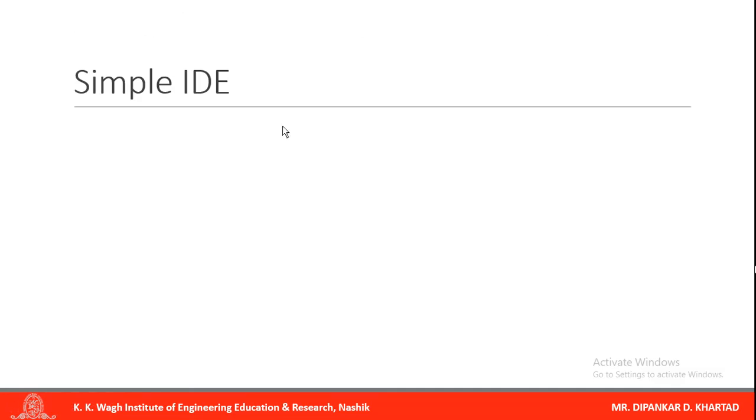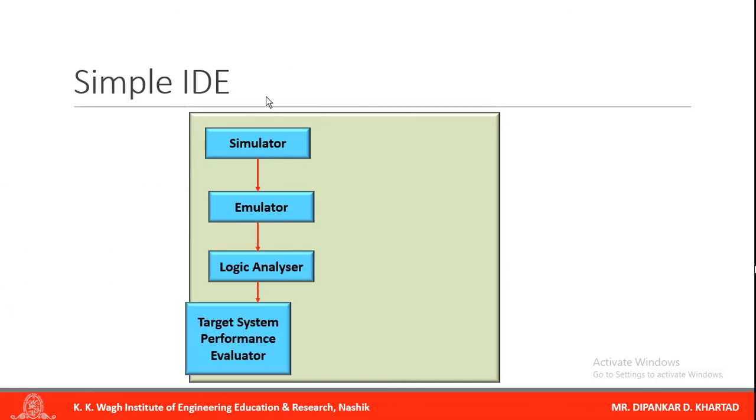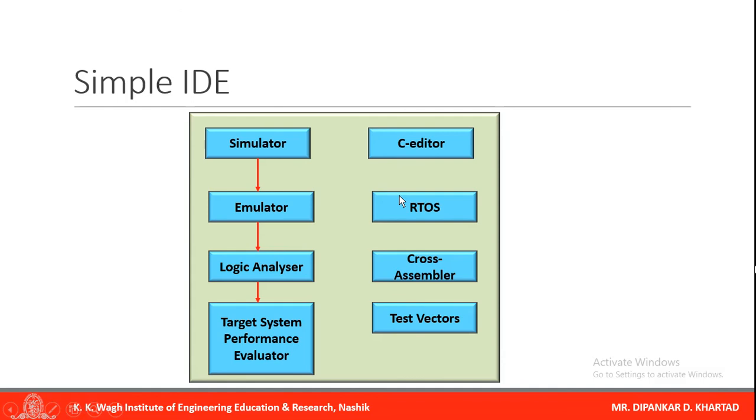Now let's look at a simple IDE, how it will look. A simple IDE consists of a simulator, then an emulator, logic analyzer, target system performance evaluator, then a C editor, where we can write the code, RTOS, cross assembler, test vector. This is the simple IDE view.